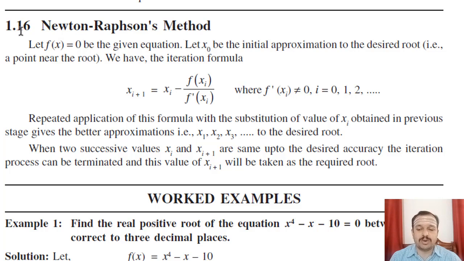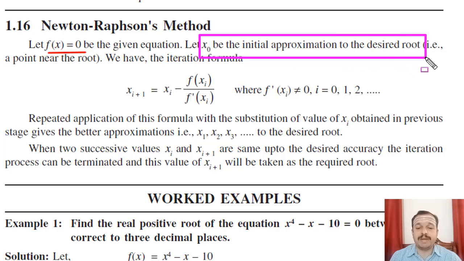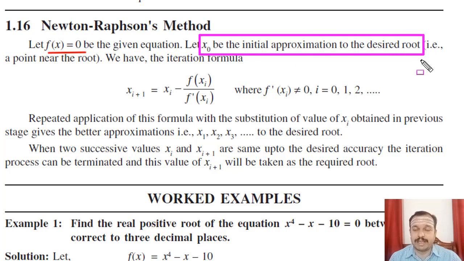Let f of x equal to 0 be the given equation, and here x naught is the initial approximation. Please look at this very important observation. In the earlier methods, the three methods we have discussed so far, the bisection method, the secant method and the Regula-Falsi method, we had x1 and x2 or a and b as the initial approximations. We required two initial approximations in those earlier methods.